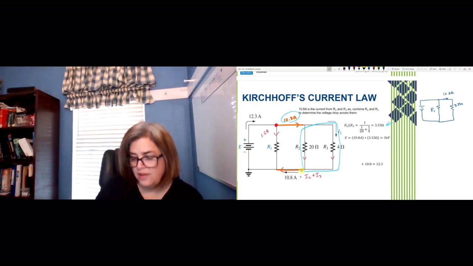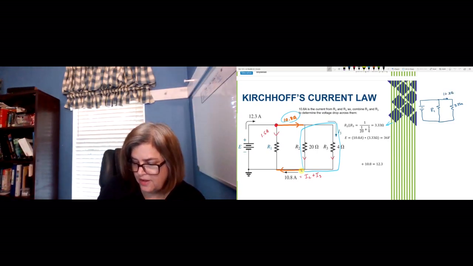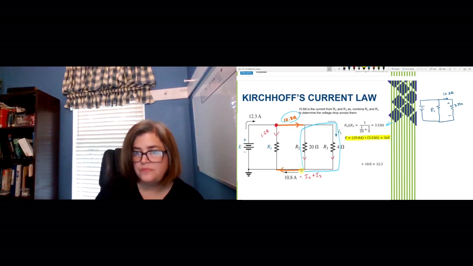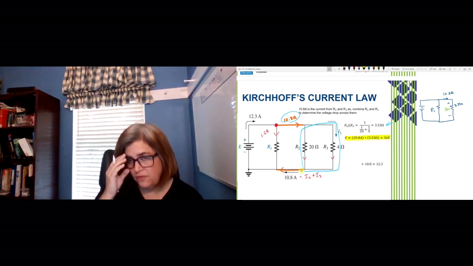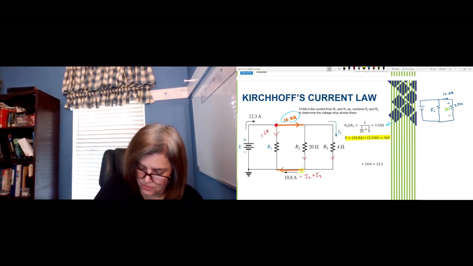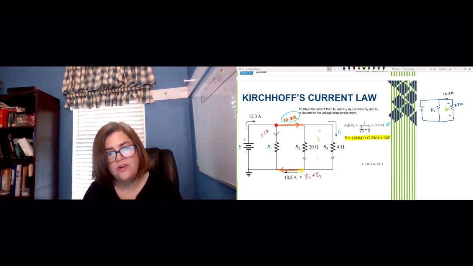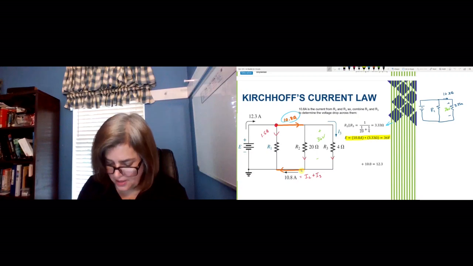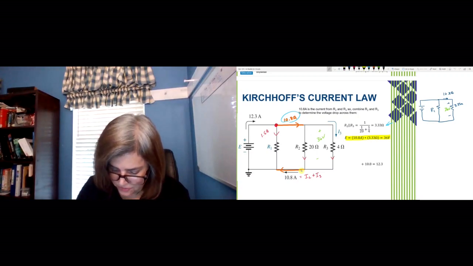Now that's important because if I multiply the 10.8 times the 3.33 as we did here, we will find the voltage drop to be 36 volts right here. Now that 36 volts is across what? It's across two parallel resistors. So the voltage drop across both of those resistors would also be 36 volts. And that's helpful because it's going to help us determine our current through each branch, right?